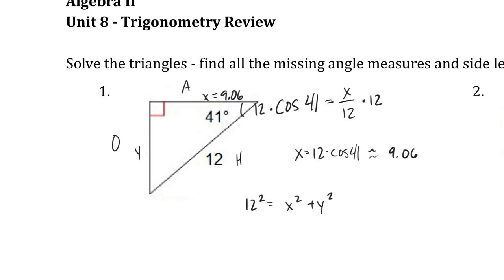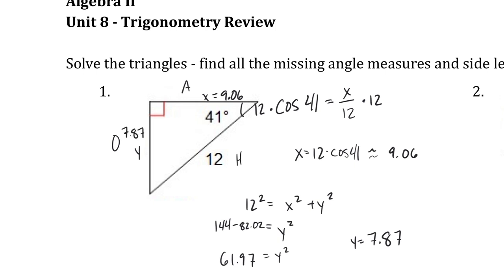So 144 minus that number is 61. So that means y squared equals 144 minus 82.02, which is 61.97. Take the square root of that answer and we get y equals 7.87. Okay. So y equals 7.87.